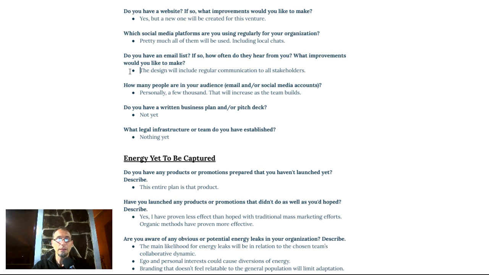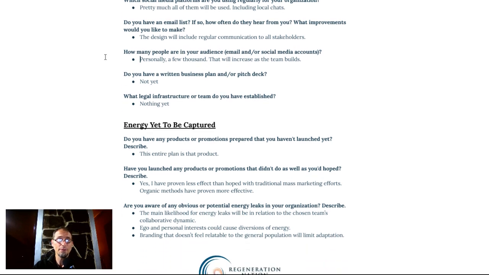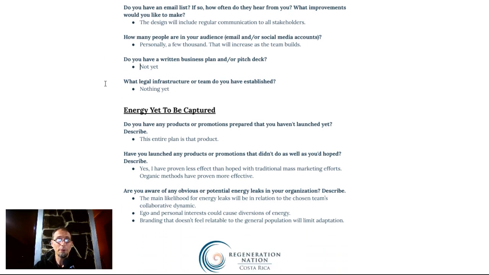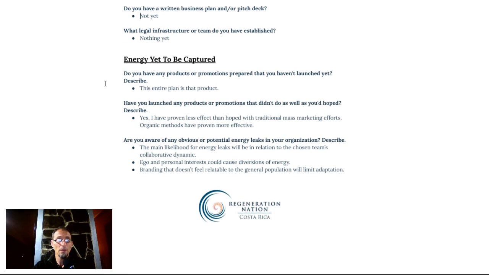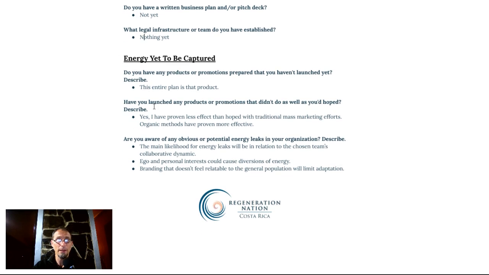The email list, yes, the design will include regular communications to all stakeholders. People in my audience, I have a few thousand, but that'll increase as the team builds. A written business plan or pitch deck, not yet. That's what the course is all about. And legal infrastructure, nothing yet.